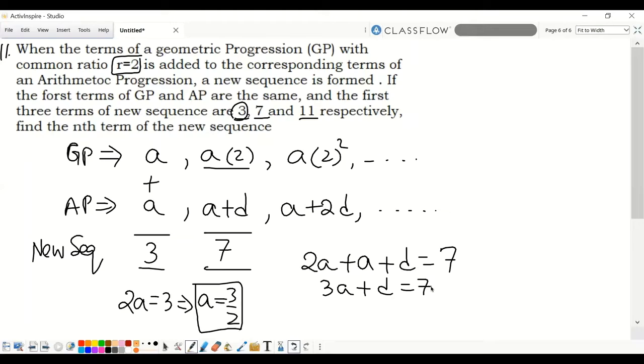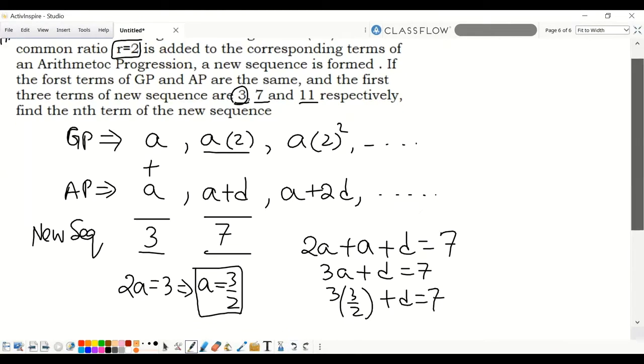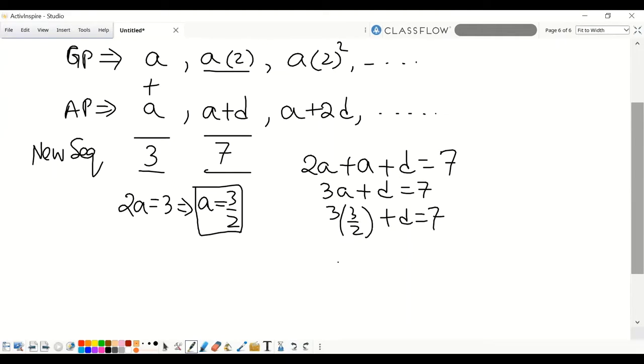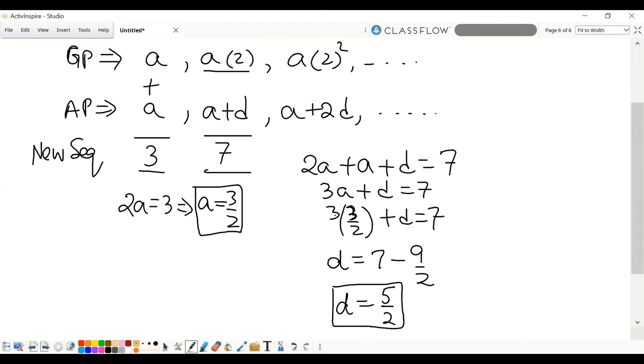In place of a, we can put this now. So 3 times 3 over 2 plus d equal to 7. Let's take it to the other side: 7 minus 3 times 3 over 2, which is 9 over 2. And d comes out to be 14 minus 9 over 2, so 5 over 2. That is d of the AP.